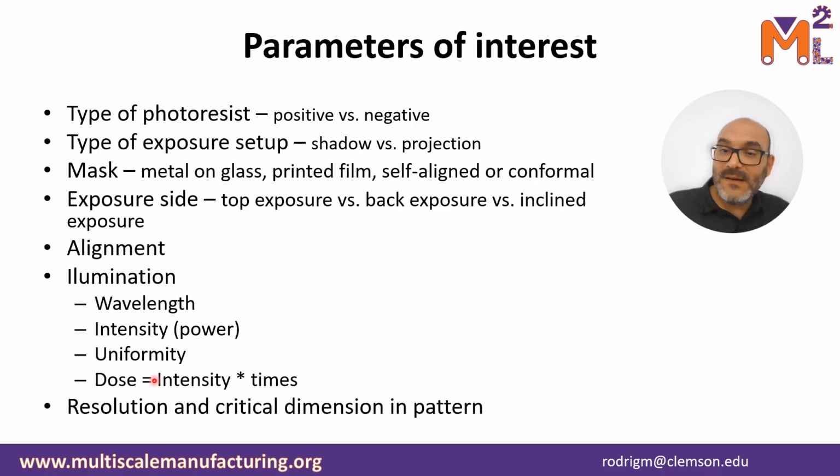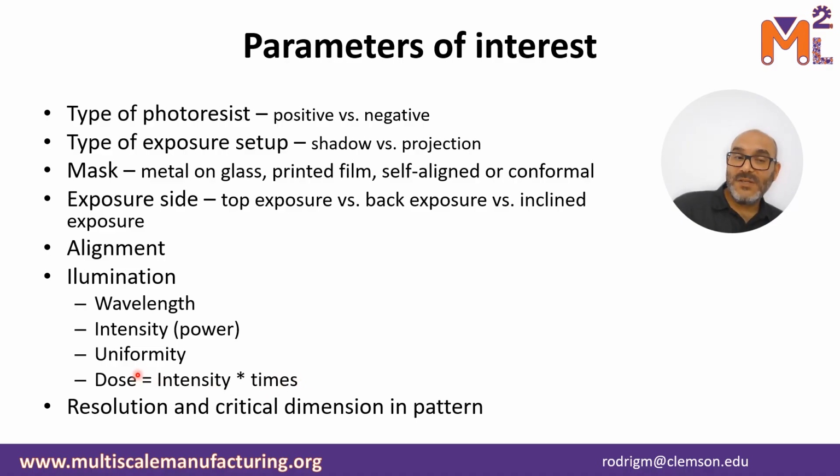At the end, you're interested in delivering a particular dose to your photoresist. The processing data sheet, again, will recommend particular doses depending on the thickness that you're trying to expose. And that dose will be given by the intensity or the power in watts of the light source that you have times the time of exposure, right? So that will be the time of exposure in seconds, right?